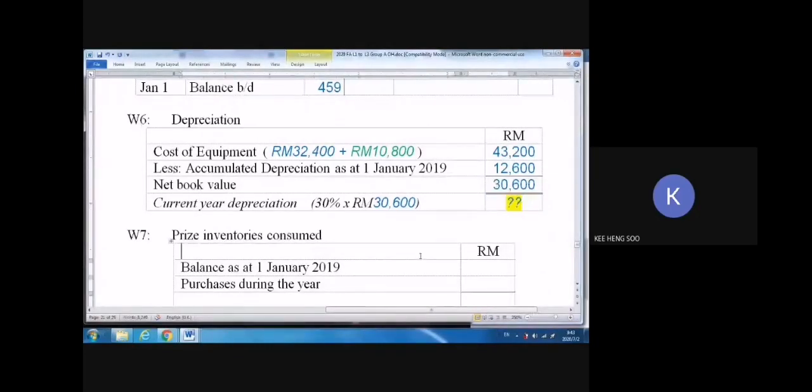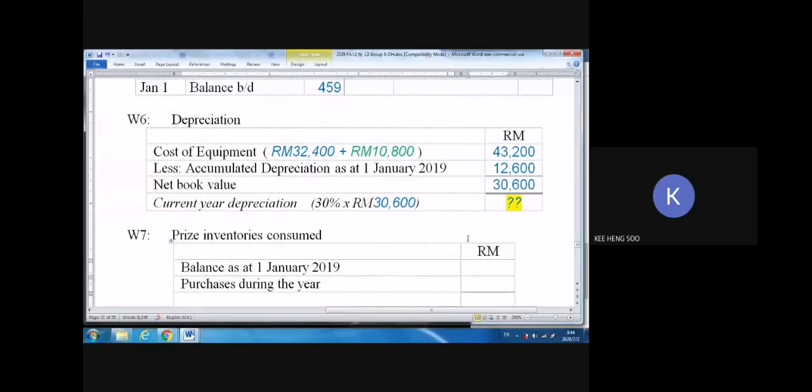Okay, now come to note number 7, price fund. I think up to working 6, very easy, huh? Up to working 6, very easy.